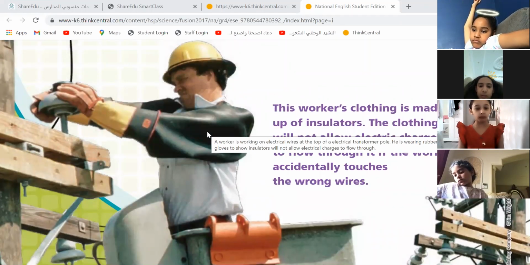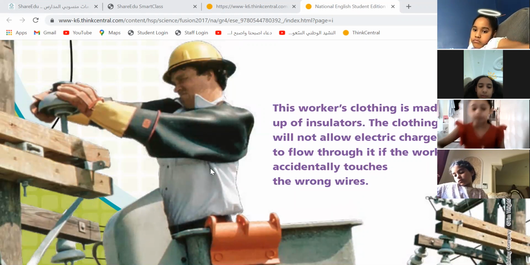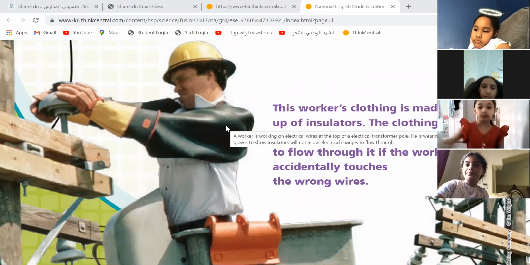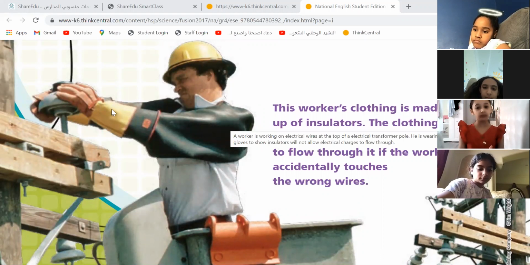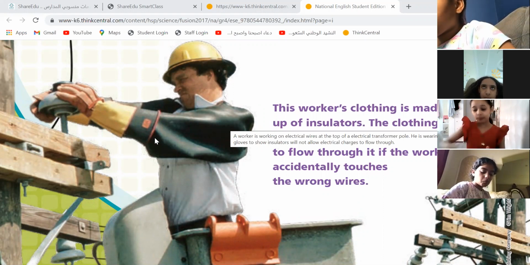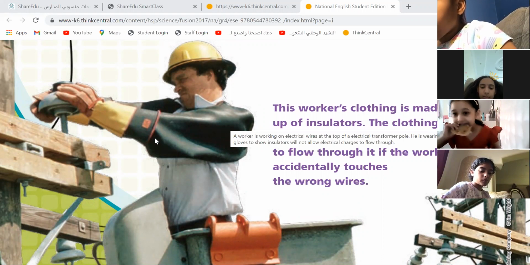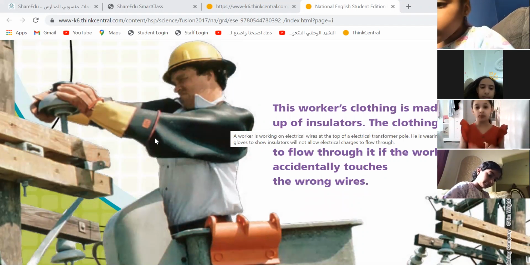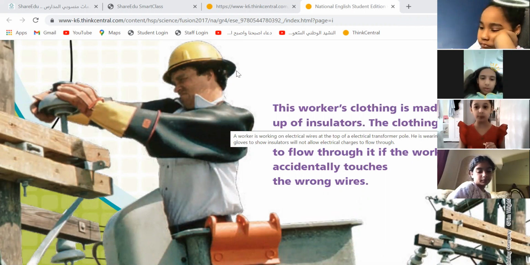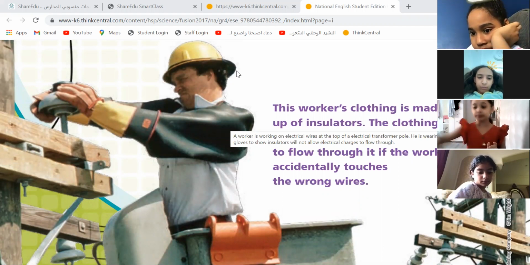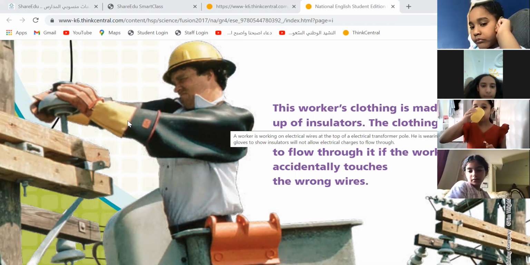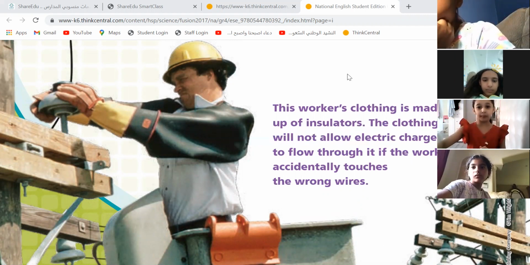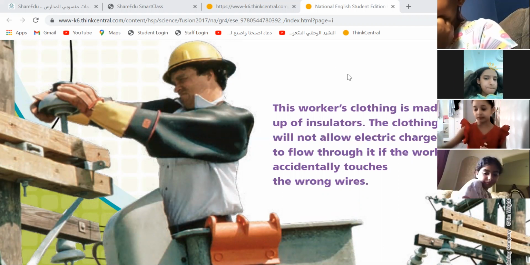Now take a look at this man, Yalia. Why is he protecting his arms and hands while he is using electricity? Because he doesn't get shocked. Excellent. Very good, Yalia. Okay, what do you call the material that doesn't allow electricity to move onto your body? What do you call this material? Yes, Rihanna, what do we call this material? Insulator.